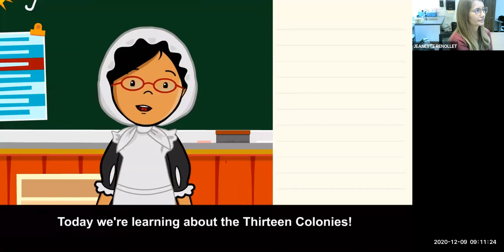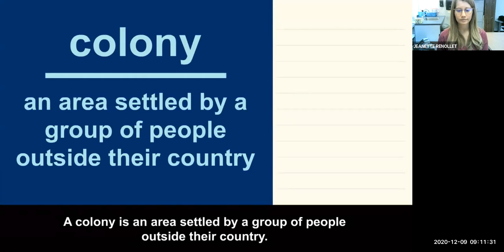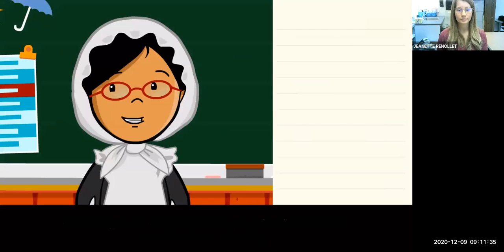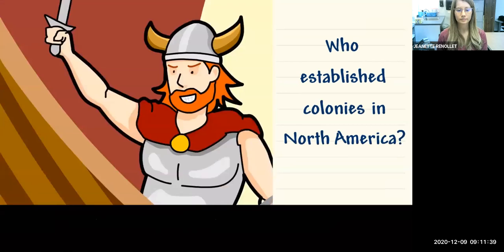Today we're learning about the 13 colonies. A colony is an area settled by a group of people outside their country. Who established colonies in North America?